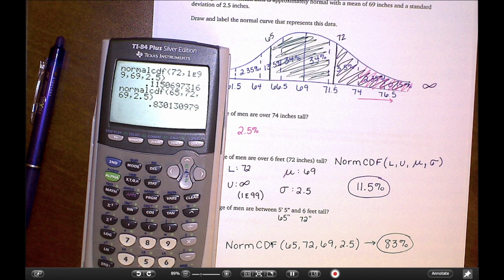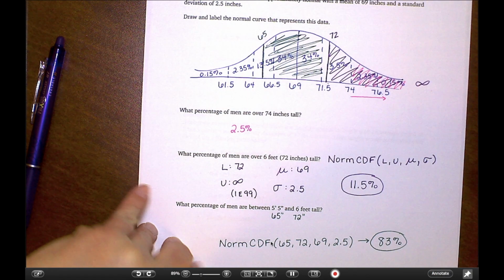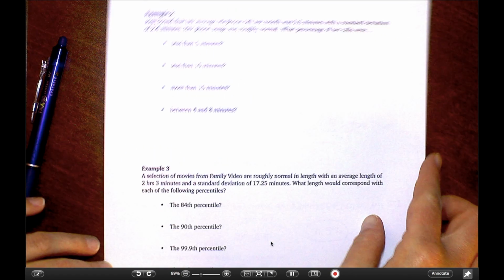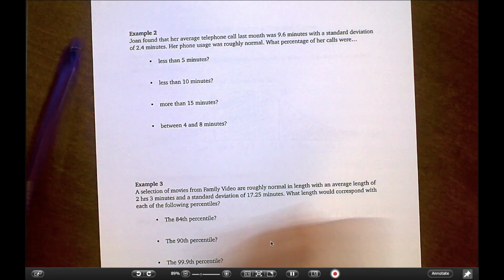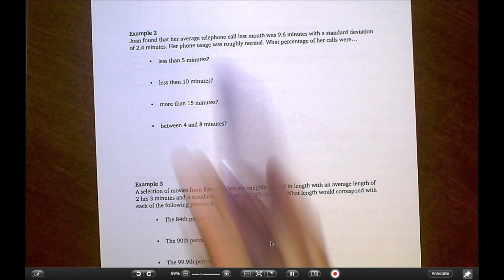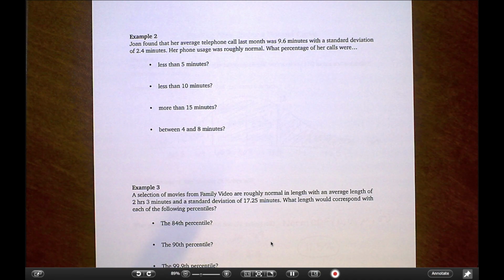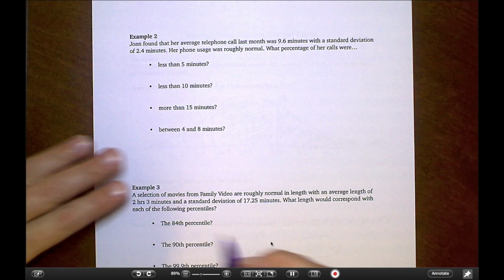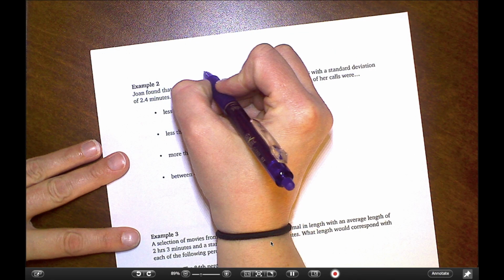So that's what normal CDF does for us. It gives us an idea of areas under the curve that don't fall exactly on those standard deviation lines. Let's try the next example. Joan found that her average phone call was 9.6 minutes with a standard deviation of 2.4. We know that her phone usage was roughly normal. Don't ask me how we know that it's normal because we would have to do a lot of data collection for that. But what percentage of her calls fell into these categories? Like I said, I usually like to start by drawing the normal curve, even though I don't technically have to.